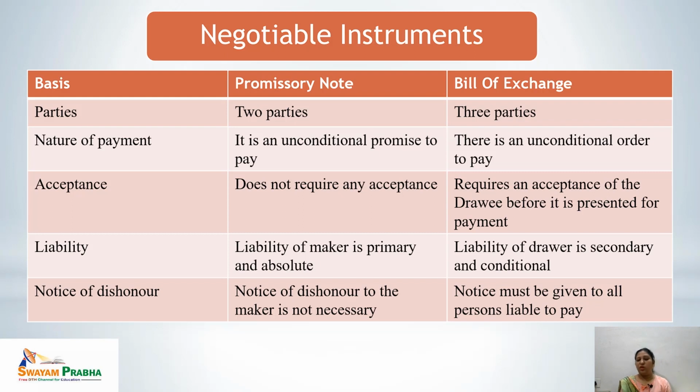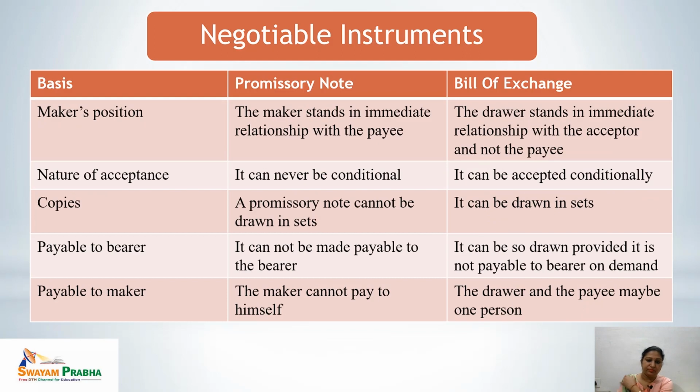But in case of a bill of exchange, notice must be given to all the persons who are liable to pay for that bill of exchange. Next difference is the maker's position. In case of a promissory note, the maker stands in immediate relationship with the payee. That means there are two parties: one is the maker, the second is the payee. So there is a very immediate relationship between the maker and the payee in case of a promissory note.